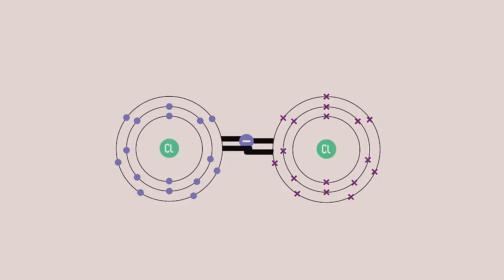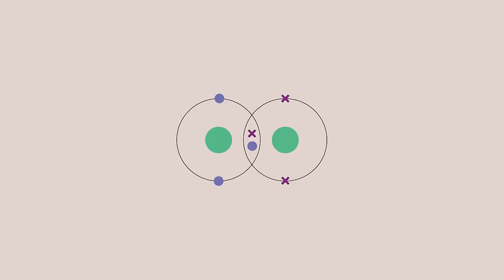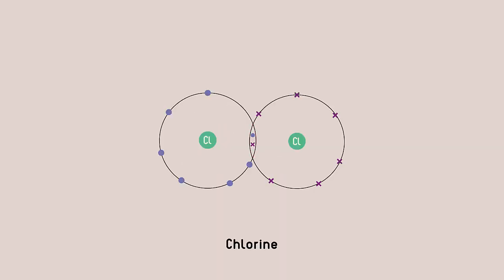You may have seen several ways to represent covalent bonds, like this, or this, or this, or this, or even this. In fact, there are many ways to draw a covalent bond. Covalent bonds suggest overlap of orbitals to share electrons. Using dot and cross diagrams, we can show that one of the shared electrons comes from each atom. This example shows the bonding in a chlorine molecule.